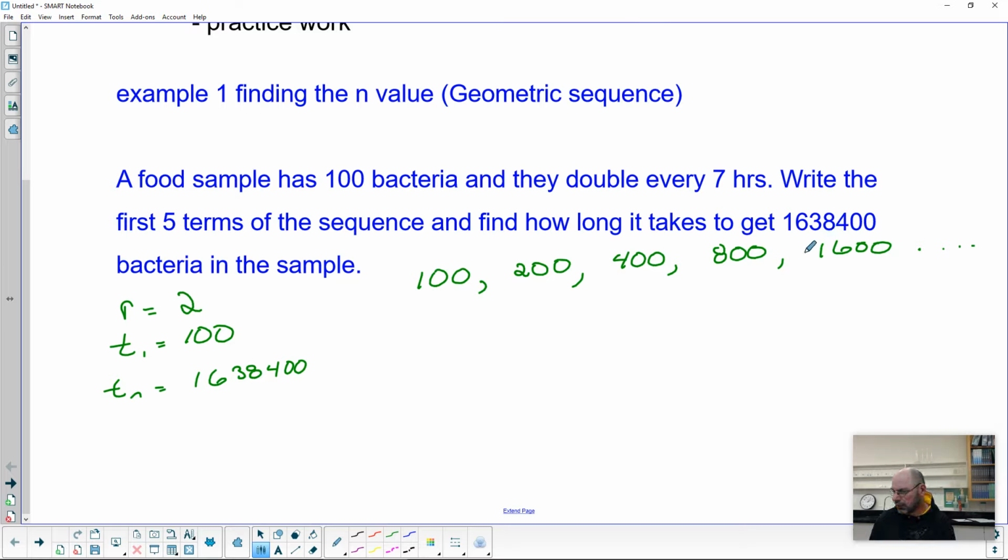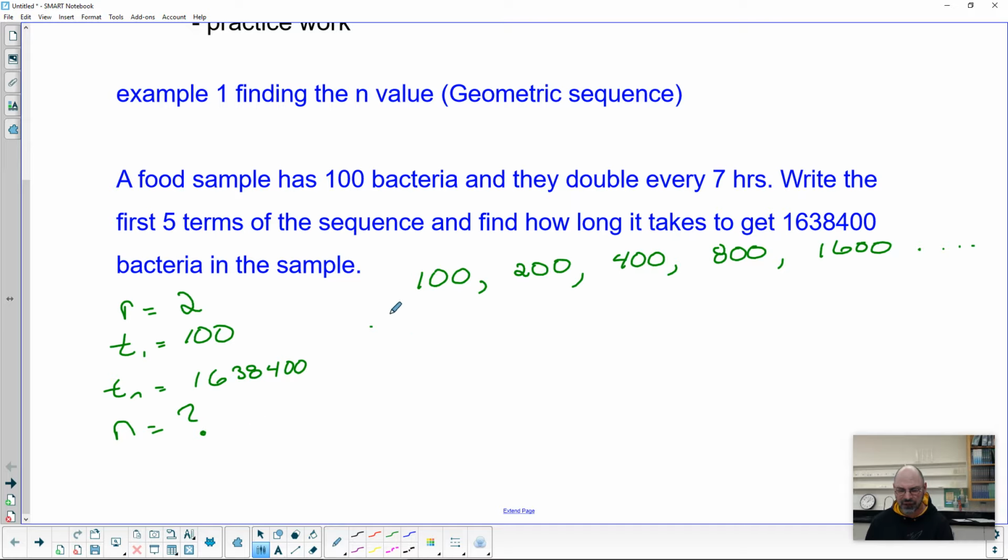Now, that's our last term. That's the one we're interested in. So what we need to do is find out how long it takes. So we have to know how many terms it is before we get to 1,638,400. So we have to find the N value.